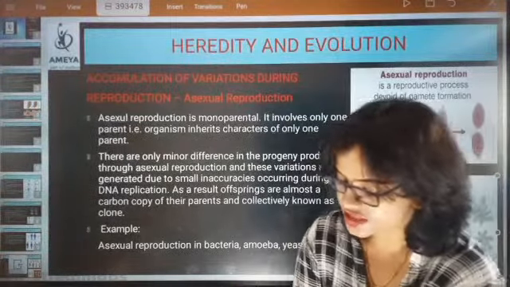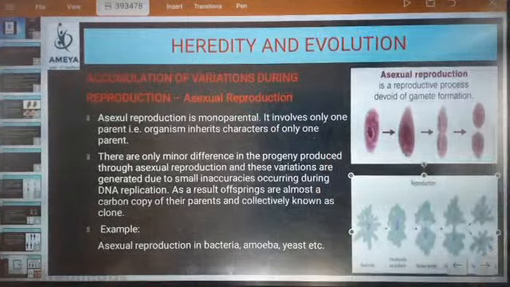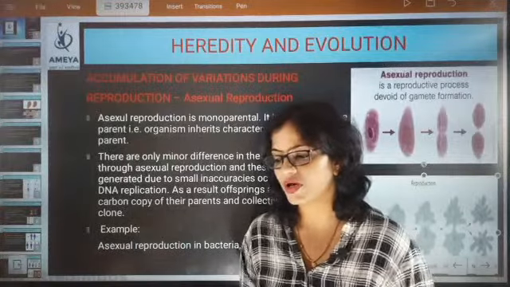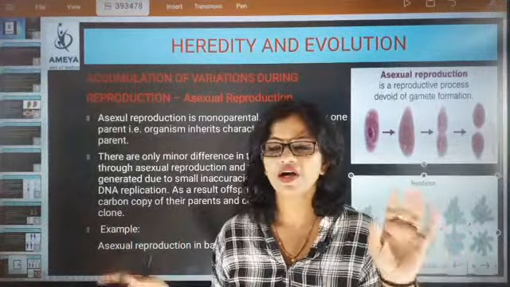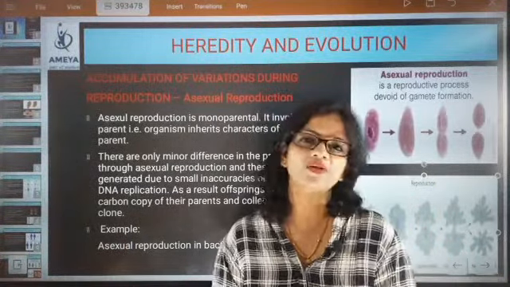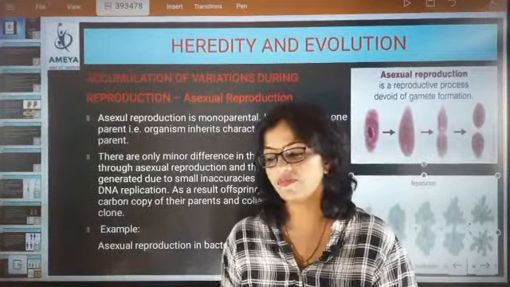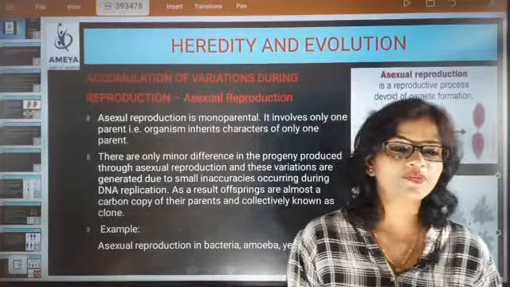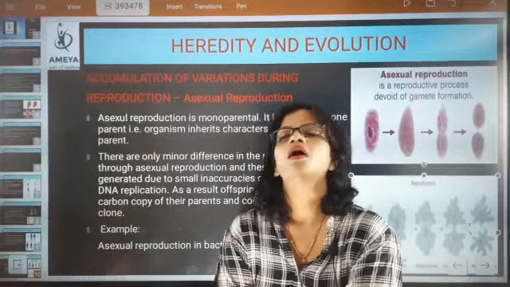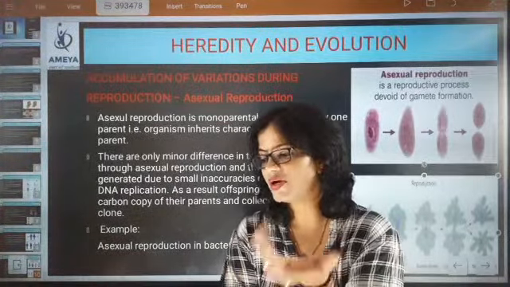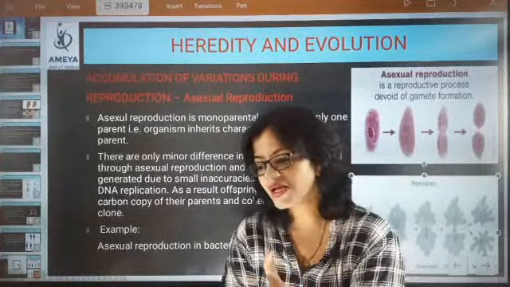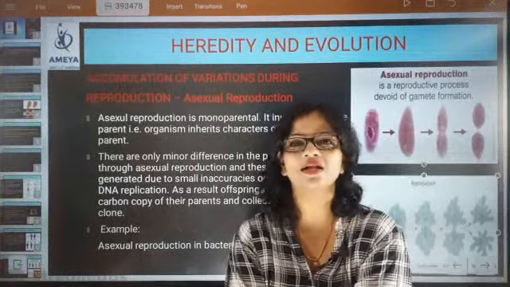Small inaccuracies in DNA, correct. The most important point here is, what do inaccuracies mean? You know that in sexual reproduction, father and mother will be there. Father will be giving characters to the baby, mother will be giving characters to the baby, so both will be giving characters, and because of that there are many variations. But in asexual reproduction only one parent is involved, so the amount of variation and inaccuracies will be very less.